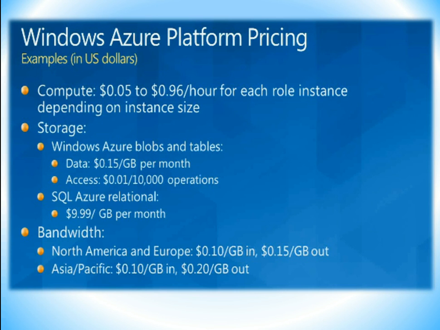So in North America and Europe, it's about 10 cents per GB in and about 15 cents per GB out. In the Asia Pacific, it's about 10 cents per GB in and 20 cents per GB out. Now, you probably argue that, we are from Asia, and why is this more expensive on the out in Asia? So there definitely has to be some market economics to be calculating that figure.